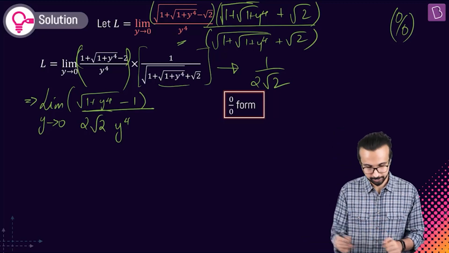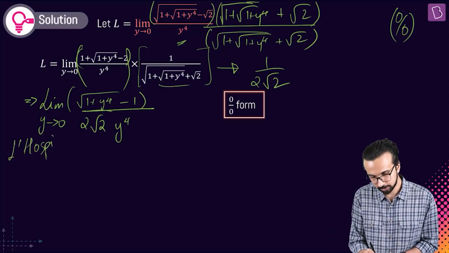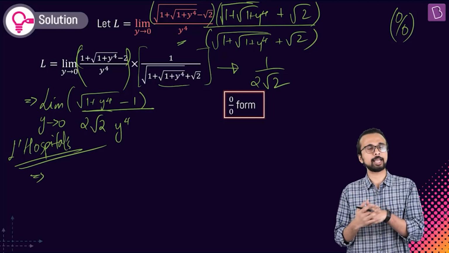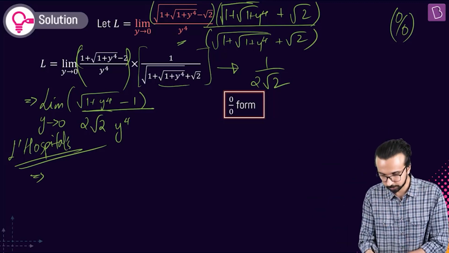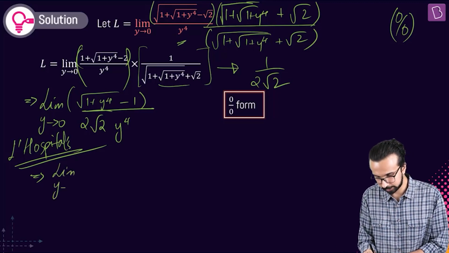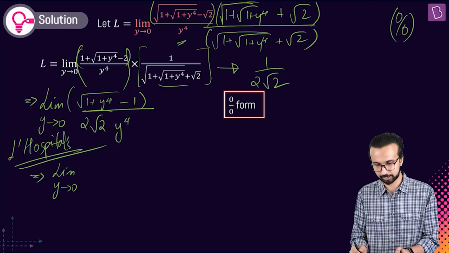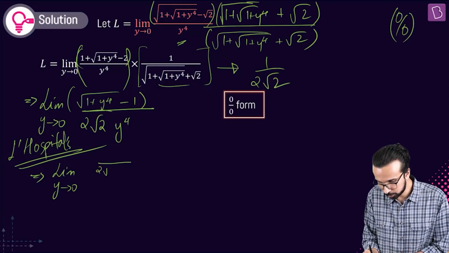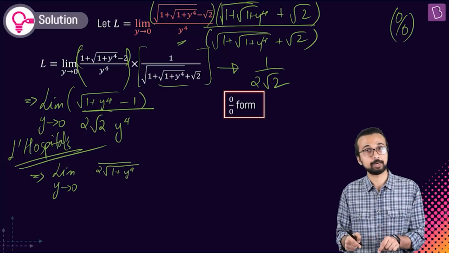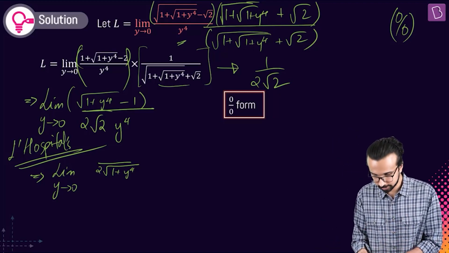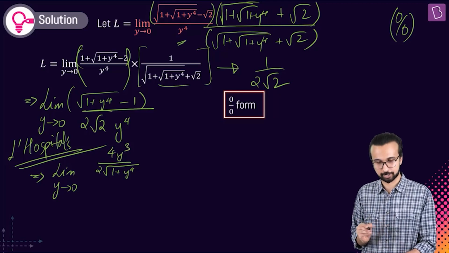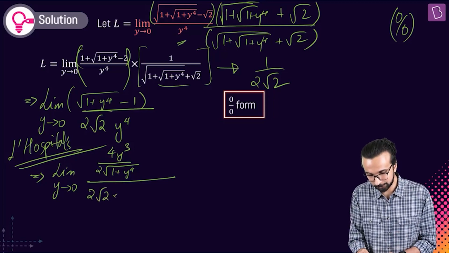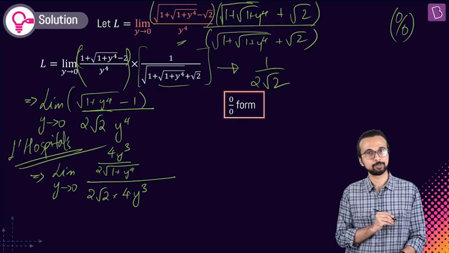Apply L'Hopital. Okay, so applying L'Hopital. Okay, what happens? What do we get? Let's differentiate the denominator and the numerator separately and divide both of them, right? So, this will become the same limit, y tending to 0. Let's differentiate the numerator. What do we get? Root of 1 plus y power 4 will be 1 by 2 root of 1 plus y power 4. But 1 plus y power 4 we'll have to differentiate again. Here comes 4y cube. Alright. Divided by, let's take care of the denominator now. Okay, 2 root 2 into 4y cube. Okay, this is the denominator.